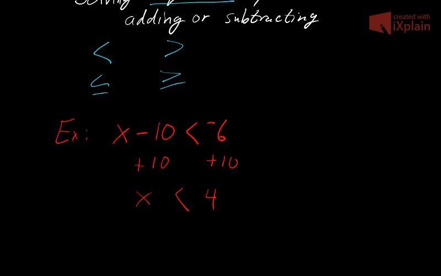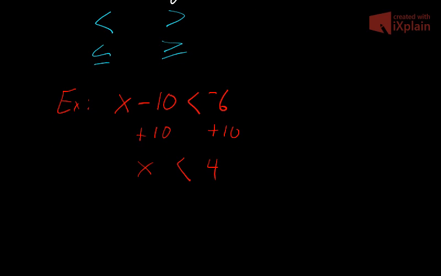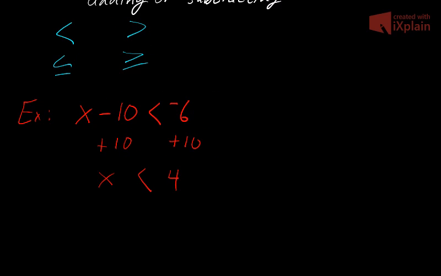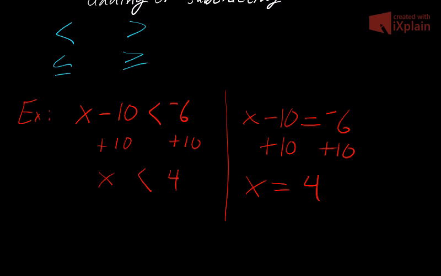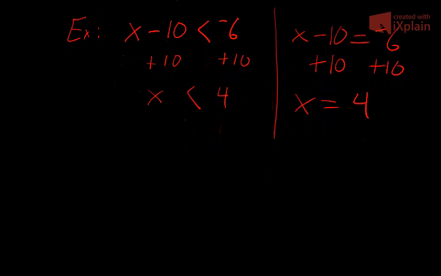And I hope you look at this and say, well, that's exactly what I'd do if this was an equal sign, because it is exactly what you would do if it was an equal sign. If we had x minus 10 equals negative 6, we would do the exact same thing to solve for x, add 10 to each side, and we'd end up with x equals 4. So we're pretty much just going to treat these exactly the same way we would treat them if there was an equal sign, but we're going to hang on to this inequality throughout the whole problem. Let's try a different example. This one's going to be another easy one, then we'll try a little bit of a harder one.